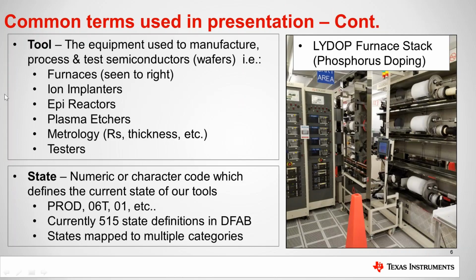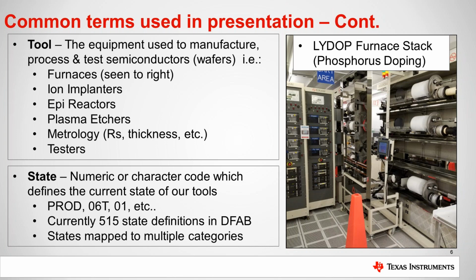I'll say tool a lot because a lot of the metrics that I'm capturing revolve around tools. When I say tool, I'm not talking about a DeWalt drill or Makita. I'm talking about something like these furnaces, which you see to the right. These are some of the old phosphorus processes that I actually owned, as we call it. They're horizontal furnaces in this case. Most of the newer furnaces are vertical because there's less variability in the process. Some of the other tools we look at metrics on are furnaces, ion implanters, epi reactors, plasma etchers, metrology. The list just goes on and on.